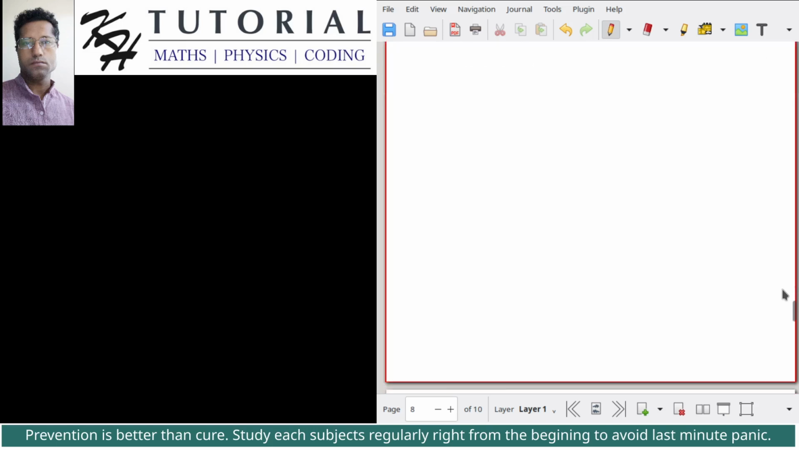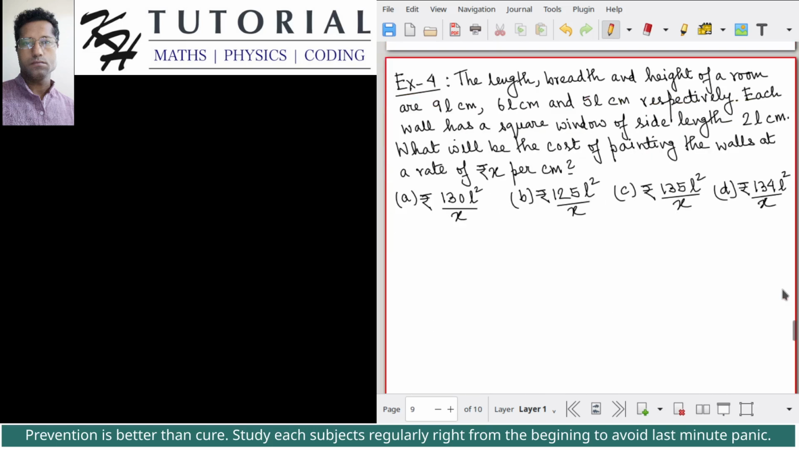Okay, let's do the final problem, that is question number 4. The length, breadth and height of a room are 9L centimeter, 6L centimeter and 5L centimeter respectively. Each wall has a square window of side length 2L centimeter. What will be the cost of painting the walls at a rate of rupees X per centimeter?